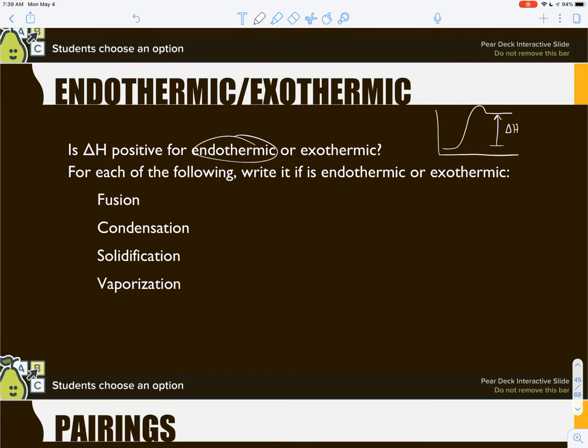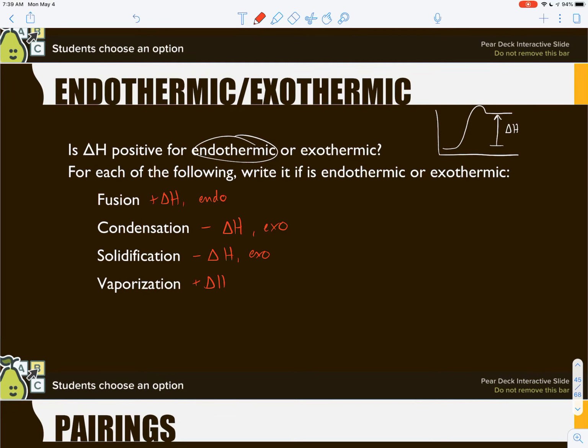So which of these require heat? Which of these has a positive delta H? So fusion, melting, requires heat, positive delta H. We're going to call it endothermic. Condensation, when something solidifies, loses heat. Like water vapor hits a cold soda can, heat from the water vapor goes into the soda can, and the water vapor gets colder and condenses. Exothermic.